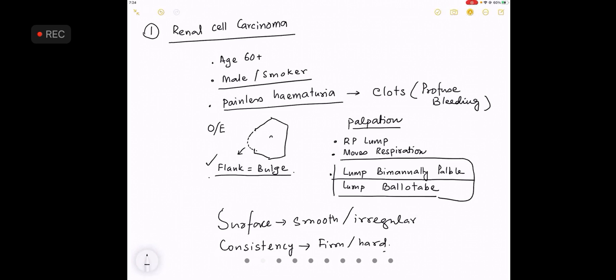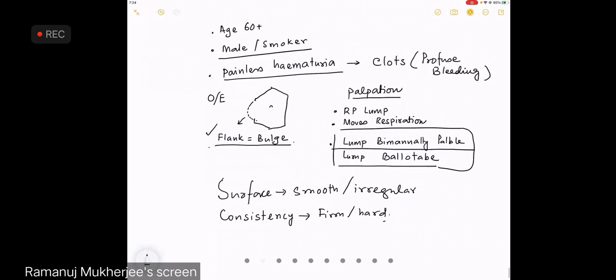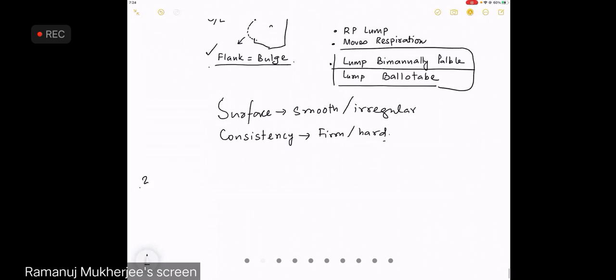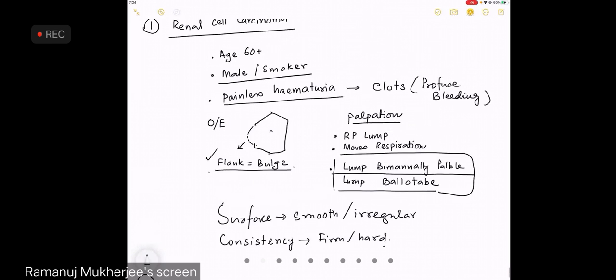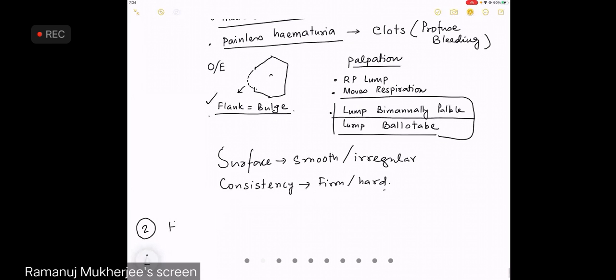Yes, done, sir. Very good. Okay. The second kind of a renal lump is technically a hydronephrosis.